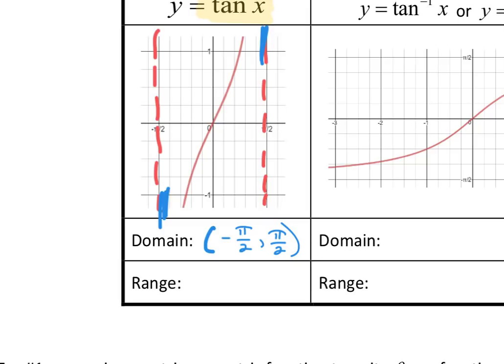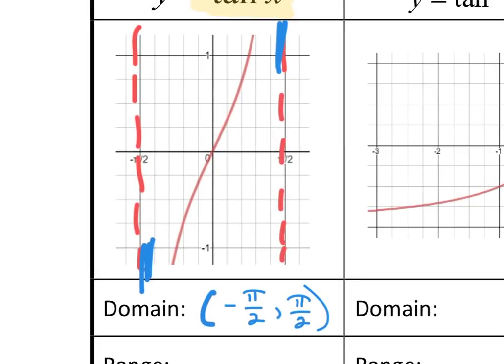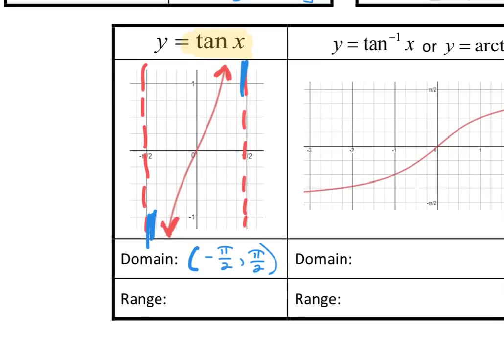But your range, and this is important, and I couldn't find a graph online that would show this, but you remember that your range goes up and down to positive and negative infinity. So that's going to keep going because it doesn't cross over into the restricted domain. And so our range is going to be all real numbers, negative infinity to positive infinity.